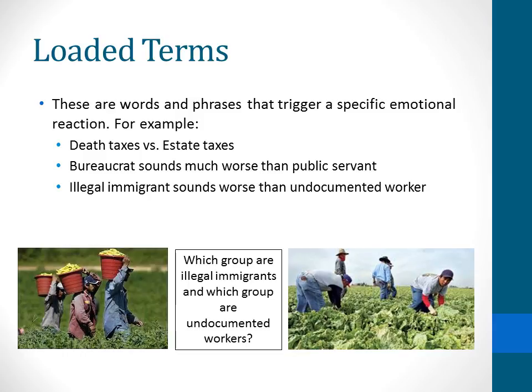So here are two pictures at the bottom, and they're both farm workers. Which ones are the illegal immigrants and which group are the undocumented workers? Well, of course, it's a trick question because they're both. It's just a way to really get under a person's skin, if they have problems with a particular group, is to use a particular phrase.